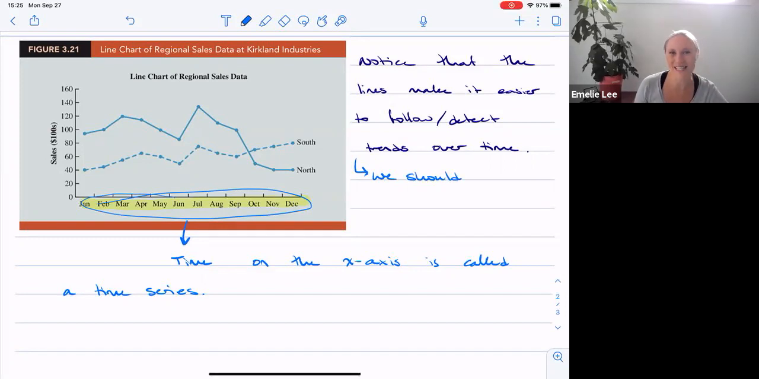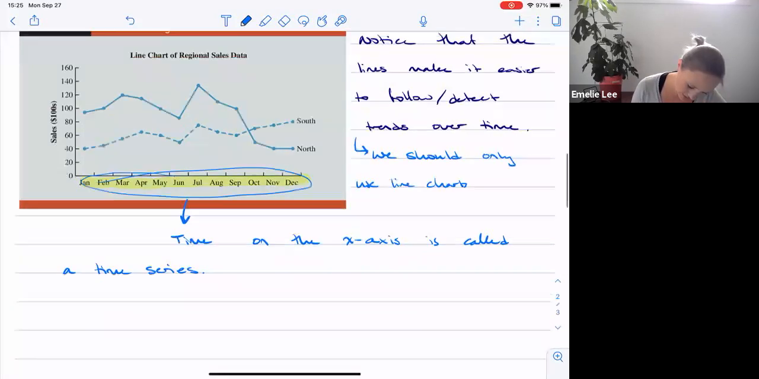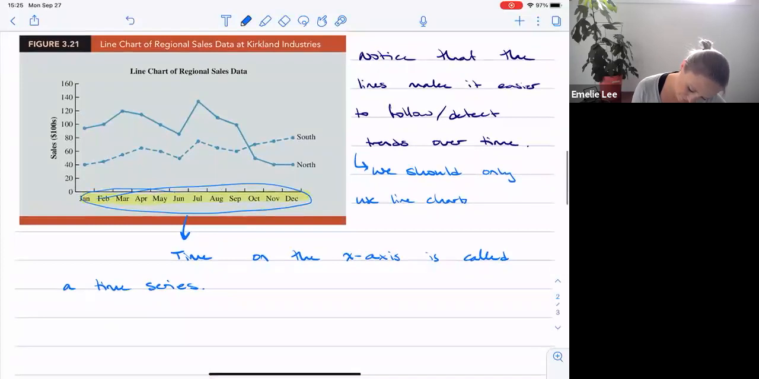We should, I want to say typically, there are some rare cases where you could connect them with lines, but as a rule, we should only use line charts for time series, I'll say.